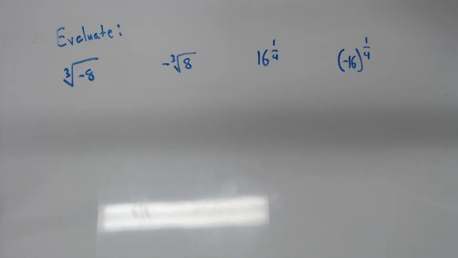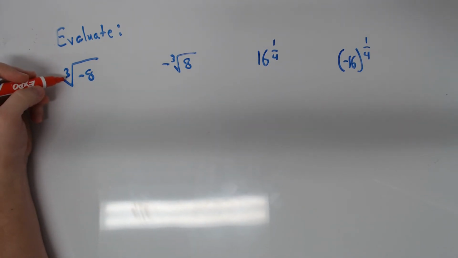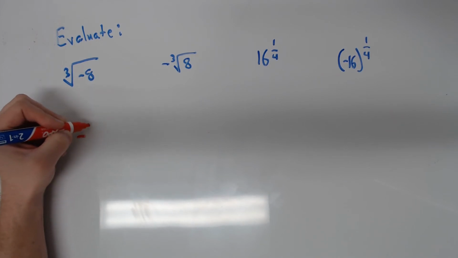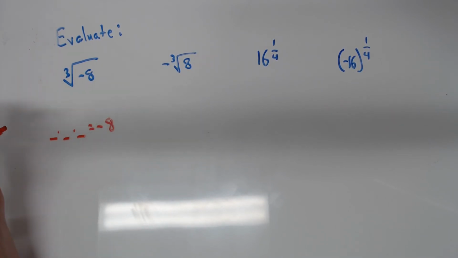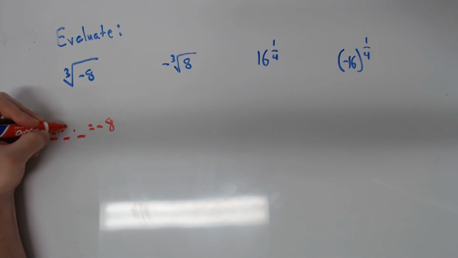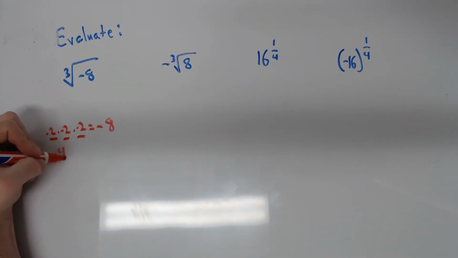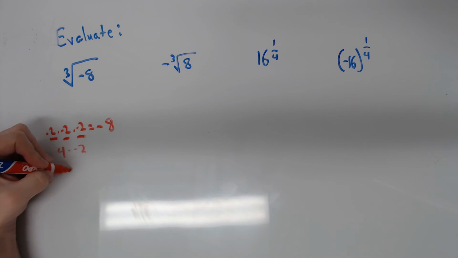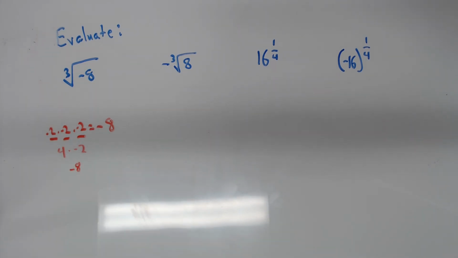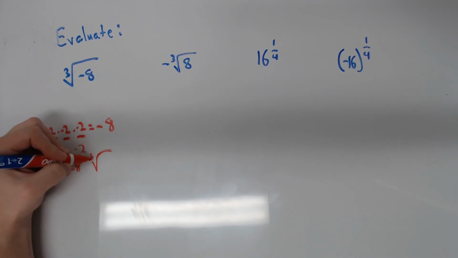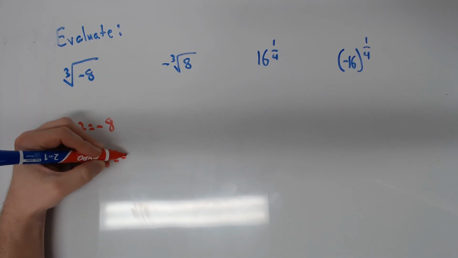Here we've got a few things to try. This first one is our normal cubed root. So something times something times something equals -8. This is going to be a -2. We got to get a negative number, so we have to use a negative for our root. This is +4 times -2, and those come out to -8. So we would write our final answer as cubed root of -8 equals -2.